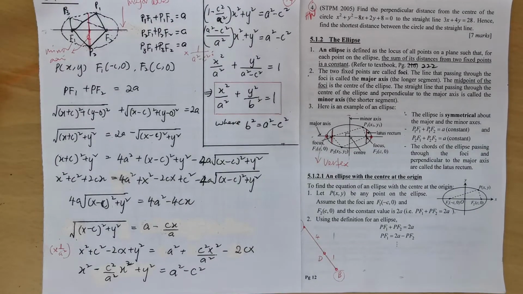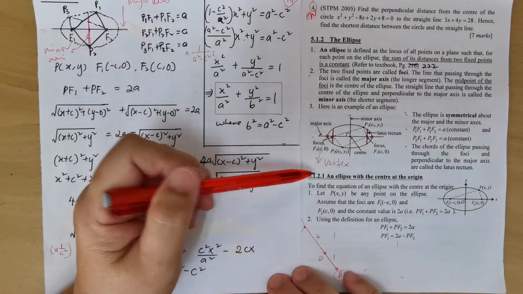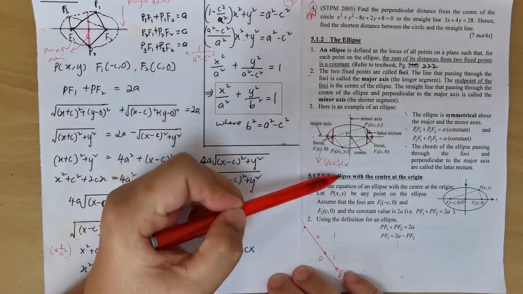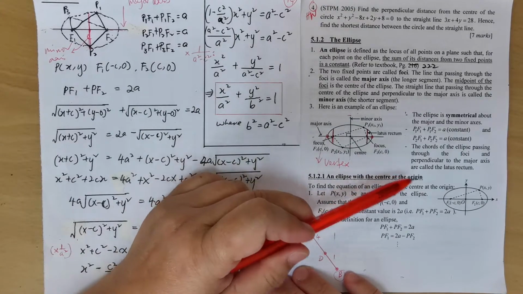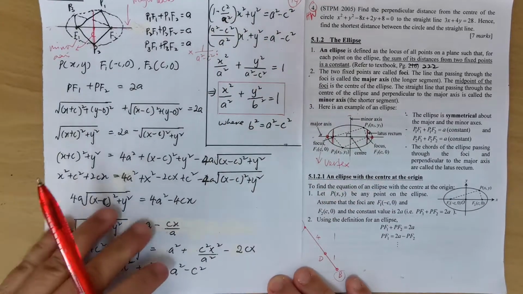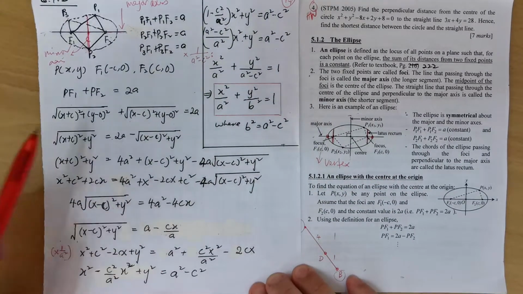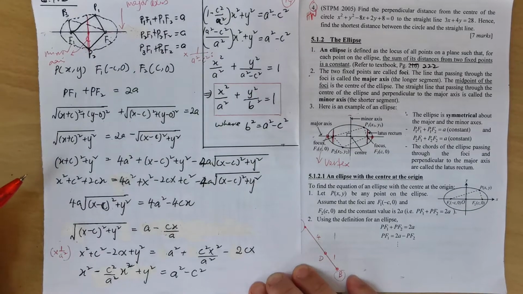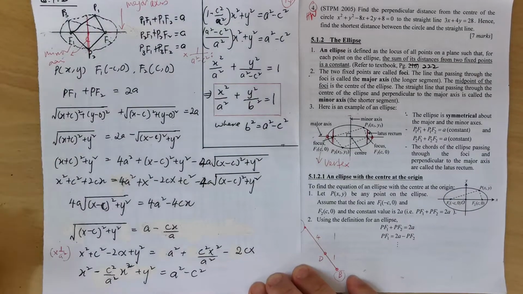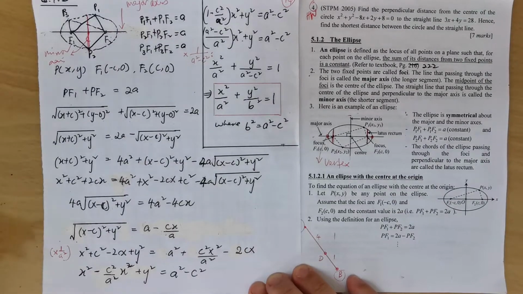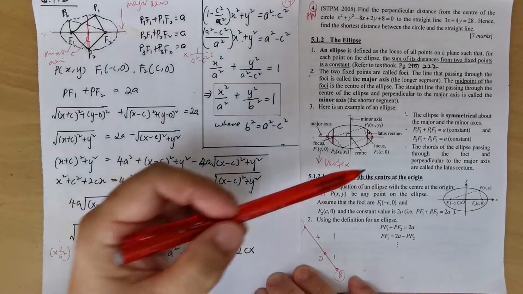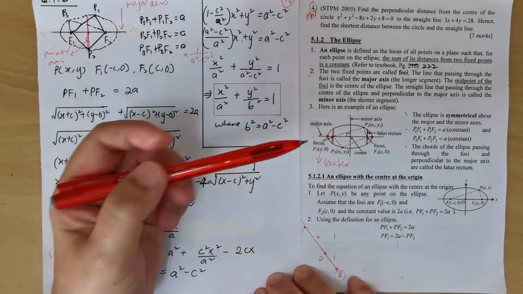So we will separate it into two types. The first part is an ellipse with the center at the origin. The center is the origin with coordinates (0, 0). So we will see how the equation looks. Then later we will see another one, an ellipse with the center not at the origin. Okay, so we will look at the ellipse with the center at the origin first.